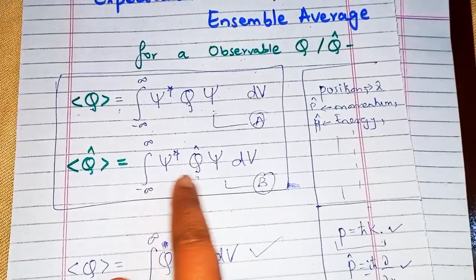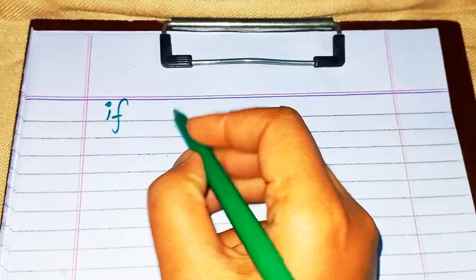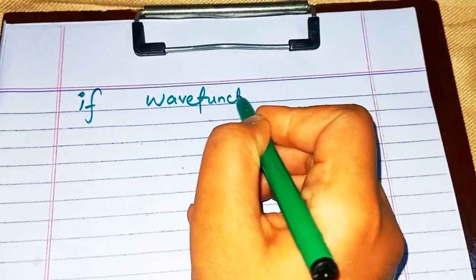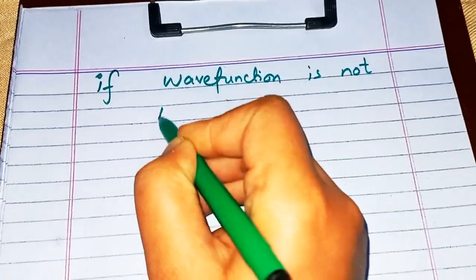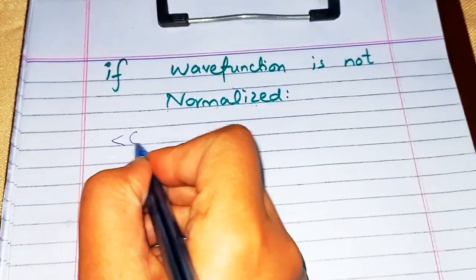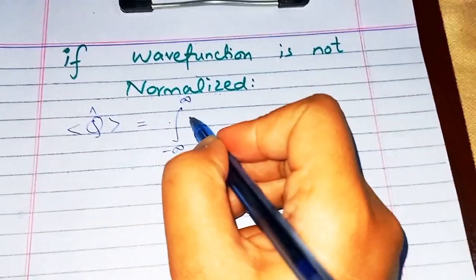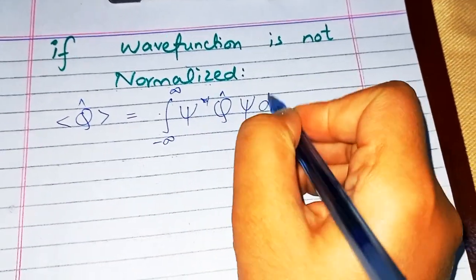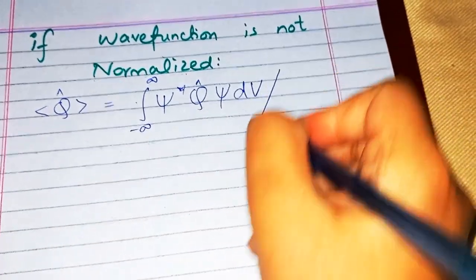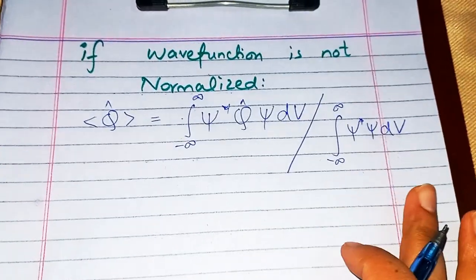This is the formula for the expectation value when psi is a normalized wave function. If the wave function is not normalized, then we have an extra term in the denominator. So it will become like that: the operator term on dV, divided by psi star psi dV every time.